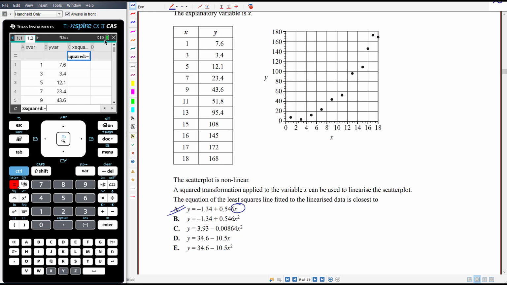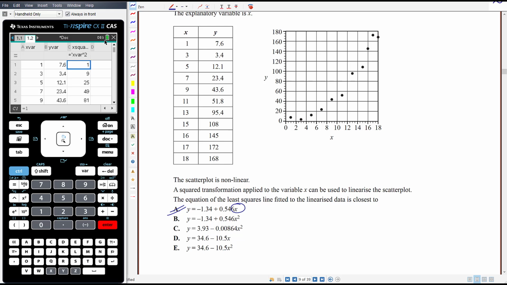Okay, so we want to do our x variable squared, so I can either type x var or I can go to my variables and select the one I want. So just press the variable button, the number above number 9, and I want to do that squared, and it will fill down with my squared x values.